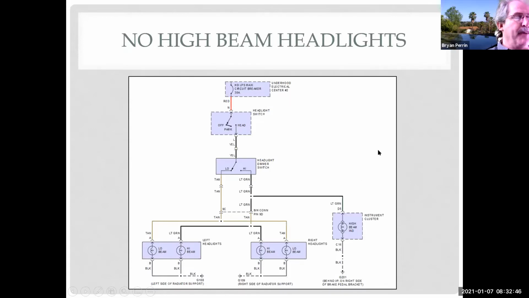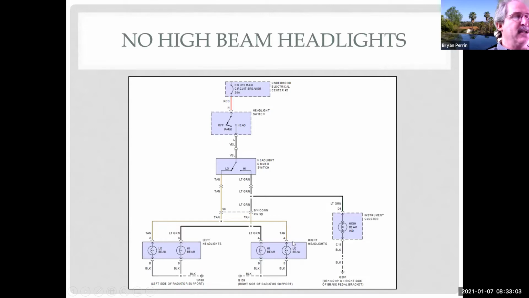So someone brought up a ground. It could be a bad ground, but wait a minute. Aren't these two different grounds, G108 and G109? And don't we use the same ground for both the low beam and the high beam? So it really can't be a ground, can it?